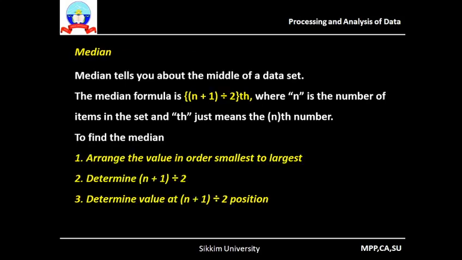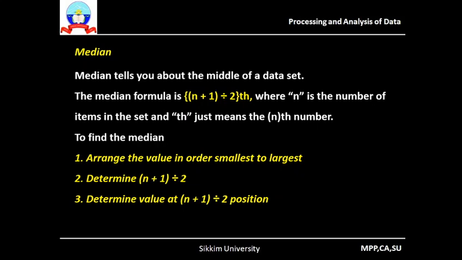Now let us move on to median. Median tells you about the middle value of the data set. The formula for median is (n plus 1) divided by 2, the th element, where n is the total number of items in the data set. But in order to find the (n plus 1) divided by 2th item, we need to first arrange the data. So this will be discussed in the subsequent step.